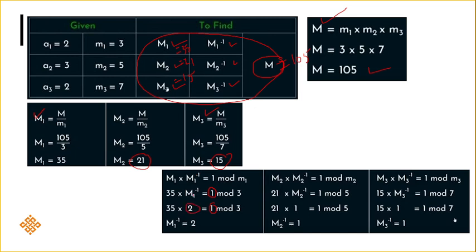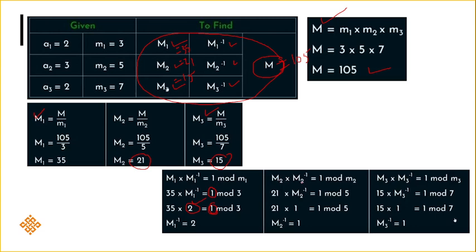When we multiply M1 inverse with M and do the mod operation with 3, we should get the remainder as 1. Such a value we need to assume. So here M1 inverse is 2, because 70 mod 3 is 1.